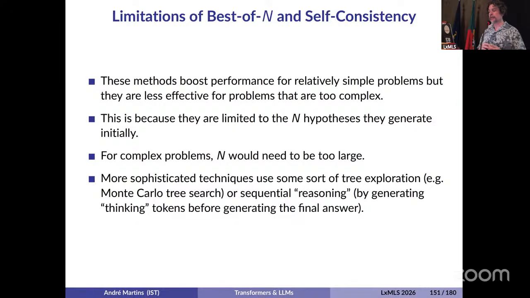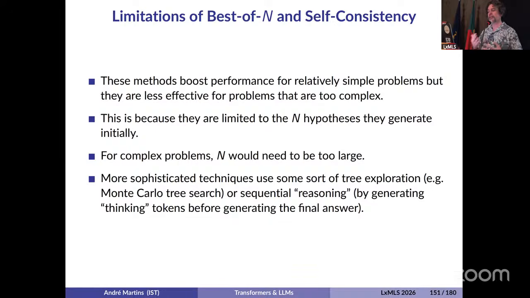So the main limitation is that if you are working on a very difficult problem, for example, last week there was this proof of the Jacobian conjecture, right? If you try to solve this problem with best of n, you're going to fail completely, because you need too many samples until you find one that is correct. And you also need the re-ranker that finds this, right? So this works in tasks that are not too complicated. If the task is too hard, then you need a very large number of hypotheses, you need a very good re-ranker, and this is going to fail.